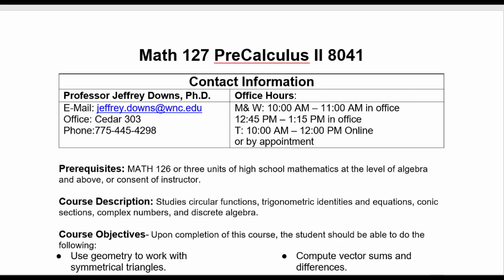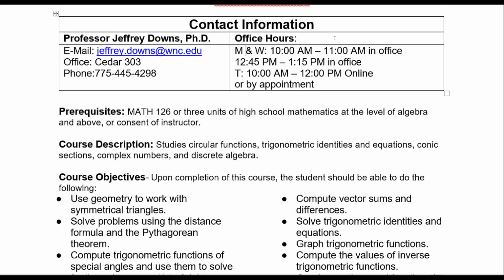Email address and office phone number are listed there. And the office hours are here: Monday, Wednesday, 10 to 11 a.m. in the office, 12:45 p.m. to 1:15 p.m. in the office, Tuesday, 10 to 12 online or by appointment. If you want me to do online during the office hours, just let me know. I can turn on Zoom.